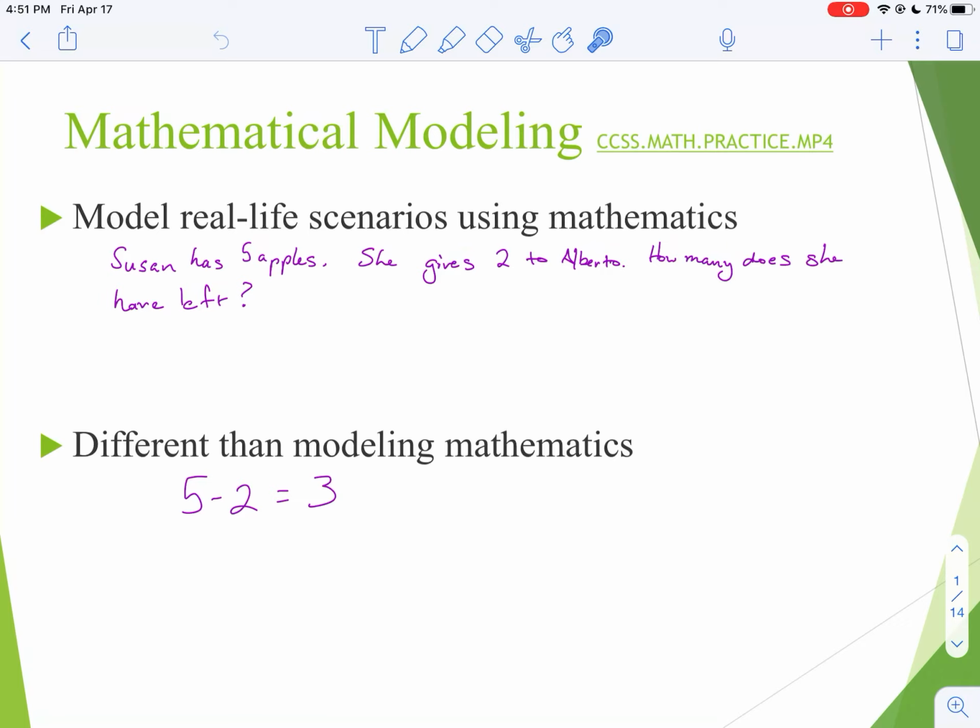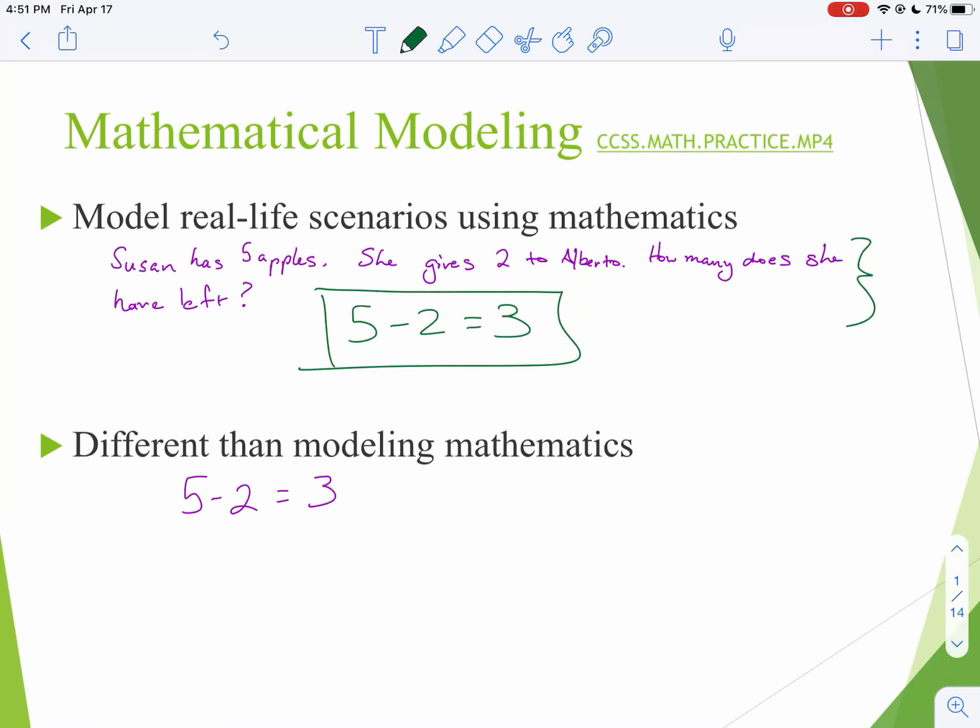So here's an example. If Susan has 5 apples, she gives two of them to Alberto. How many does she have left? If I was going to model this real-life scenario with mathematics, I would probably take 5 minus 2 equals 3. And this is modeling a real-life scenario with mathematics. It's mathematical modeling. I've taken the real world and I've used math to describe it, to model it.